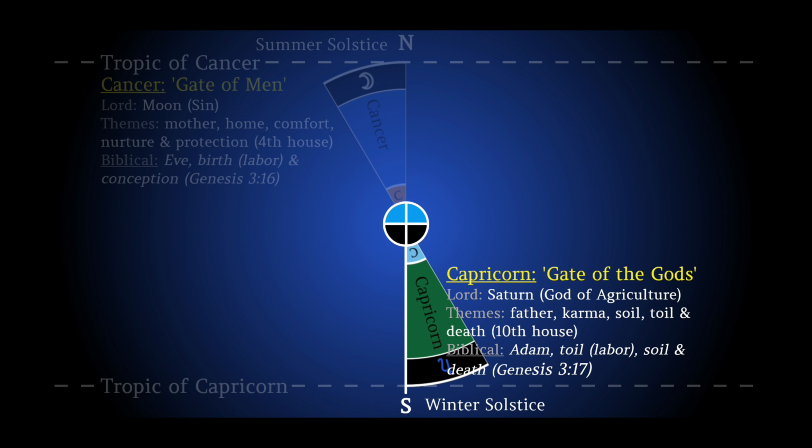Now, Capricorn is referred to as the gate of the gods. It's death. And it's ruled by Saturn, as I mentioned, which is the lord of agriculture. Saturn is the god of agriculture. And by the way, Lord is an astrological term that means ruler, like praise the Lord. So add that to your list of coincidences. And the themes of Capricorn are father, karma, soil, toil, which is work, and death. And it's the original placeholder of the 10th house because it's the 10th sign.